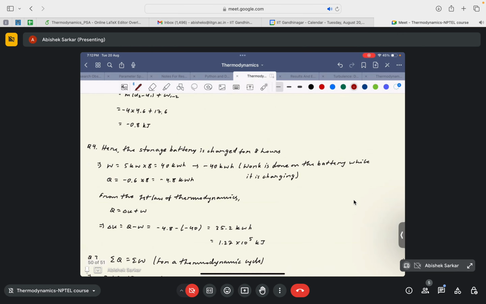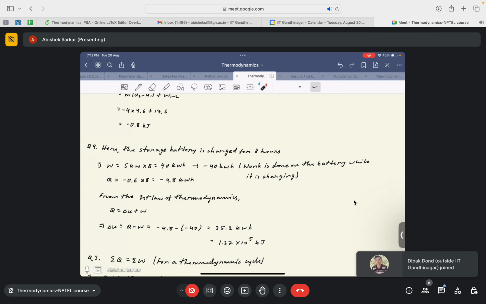Okay, so this is the part. For this, we choose the battery as our system. Since work is done on the battery while it is charging, the net work interaction will be negative. So the net work interaction is negative for the battery, and it would be minus 40 kilowatt hour: 5 kilowatt into 8 hours is 40 kilowatt hour. It is negative because work is done on the battery while it is charging.